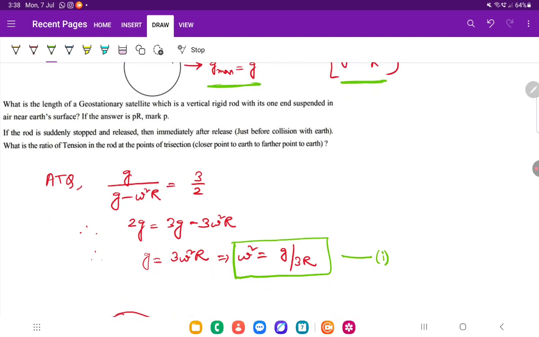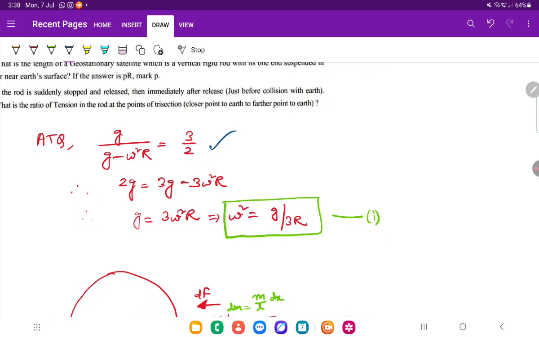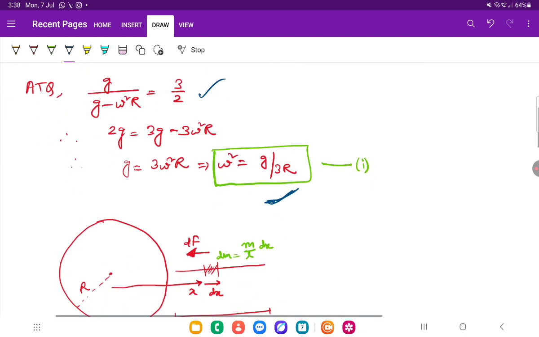So just using the given datum that g upon g minus omega square R is 3 upon 2, just cross multiply and rearrange the terms a bit, and you will end up getting this result, right? A relation in g, R and omega square. So you'll use this equation later on. Let's keep it aside.